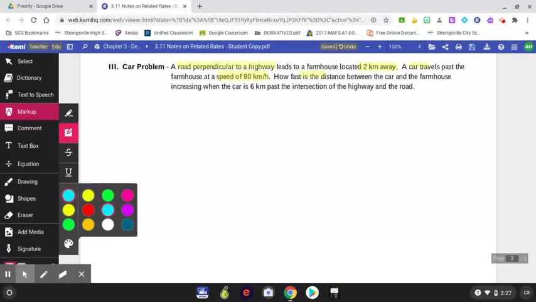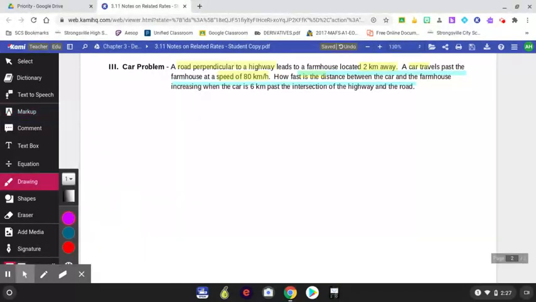How fast is the distance between the car and the farmhouse increasing when the car is 6 kilometers past the intersection of the highway and the road? I don't know about you, but I can't keep track of the things that I'm supposed to be keeping track of here, right? In other words, I just need to draw a picture. And so I'm going to draw that picture.